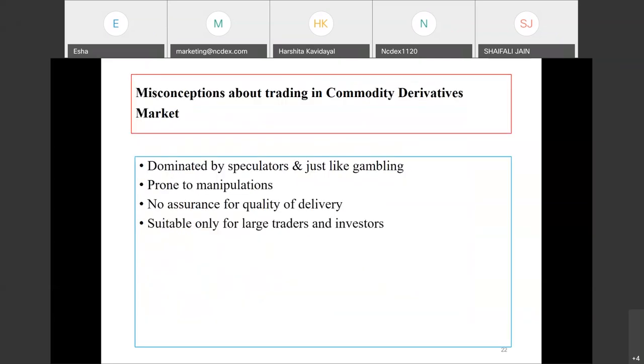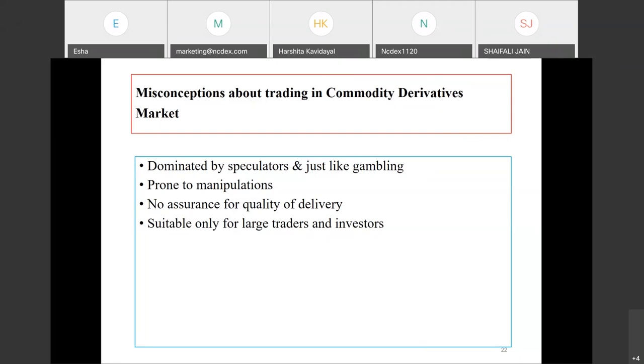Then there is always a misconception about trading in the commodity derivatives market: that it is dominated by speculators, just like gambling. This is far from satisfactory. As all of you know, the role of the speculator, as I already told you, is quite enlightened. The speculator takes the risk which already exists, but the gambler creates the risk. So there is a vast difference between the speculator and the gambler. Another claim is that it is prone to manipulation. That is far from satisfactory because we have taken a number of measures to detect manipulation.